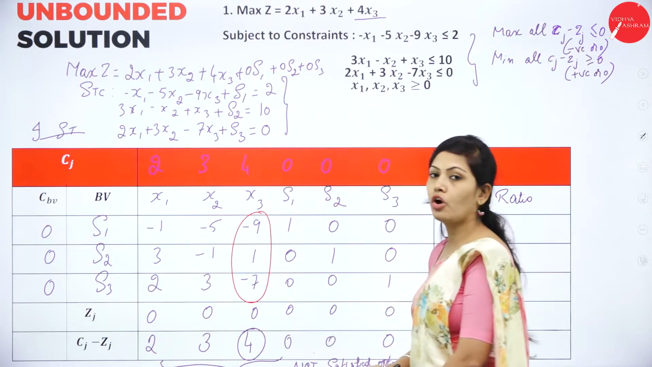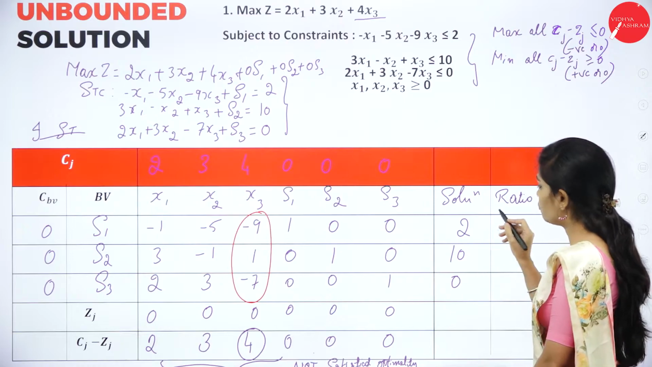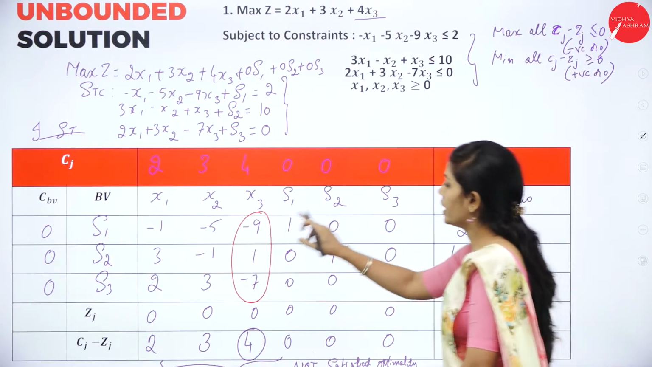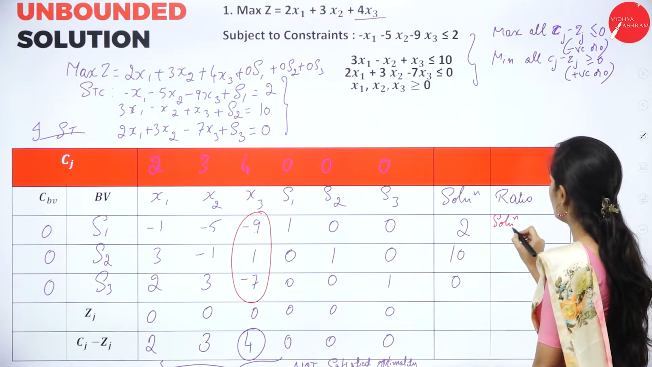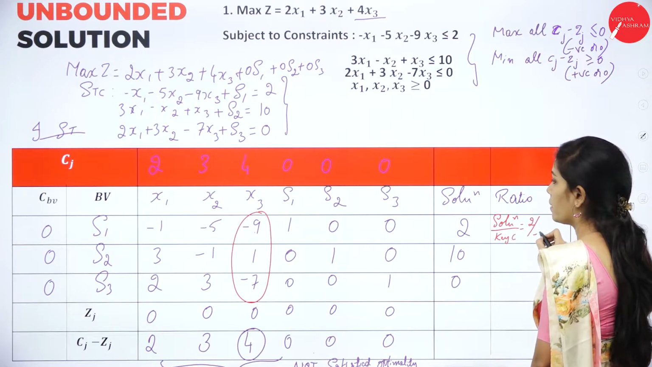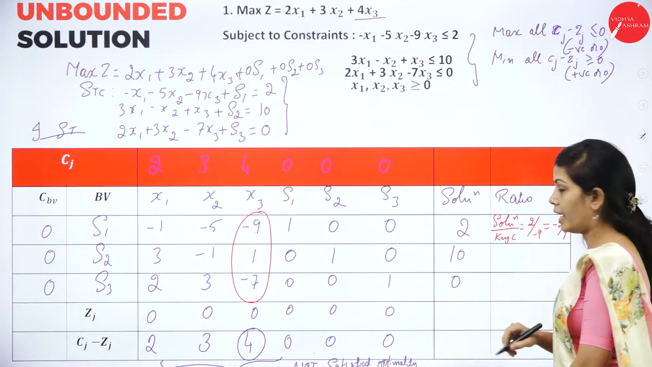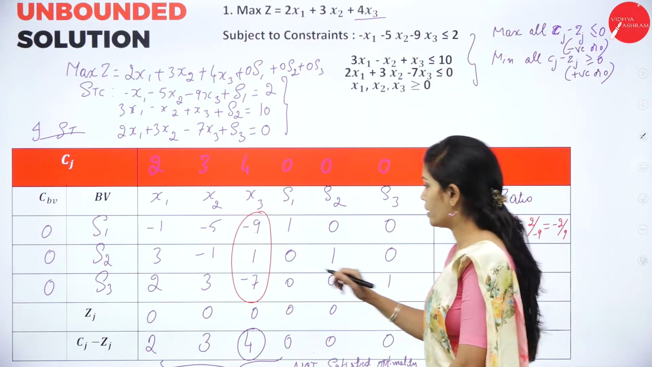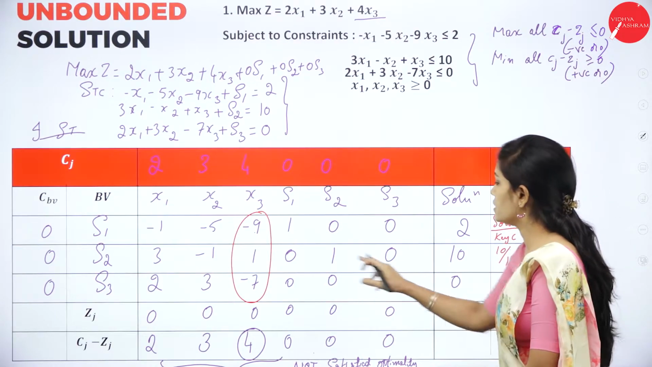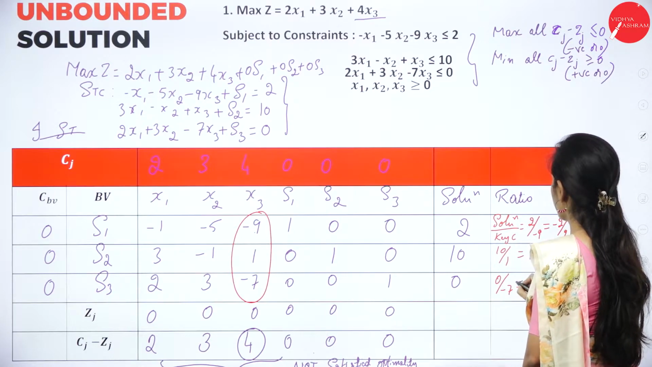After finding the key column, we can find the ratio. So what is the formula for finding the ratio? Solution divided by key column. So solution by key column. So 2 by minus 9 is equal to minus 2 by 9. And 10 by 1 is equal to 10. And 0 by minus 7, it is 0.